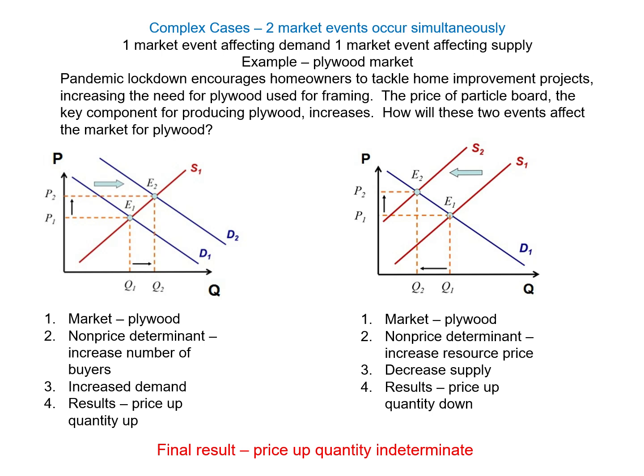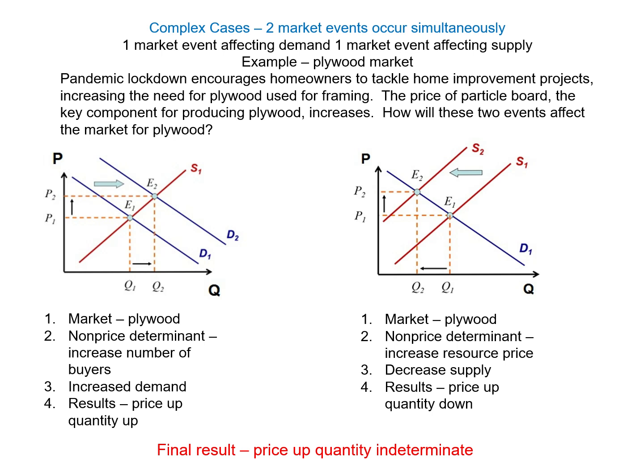Pandemic lockdowns encourage homeowners to tackle home improvement projects, increasing the need for plywood used for framing. All right, so the market is plywood. That seems like it's going to increase the number of buyers in the market as bored homeowners have nothing to do with their time. They can't go to the movies or to a concert or to the ballet or whatever type of social outings they typically enjoy because of lockdowns, so they might as well tackle some home improvement projects.